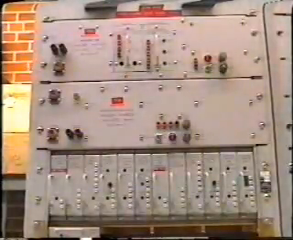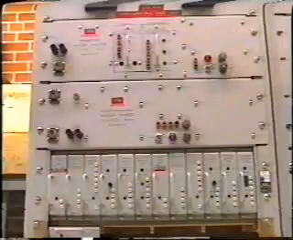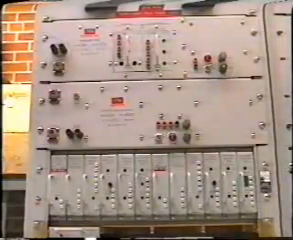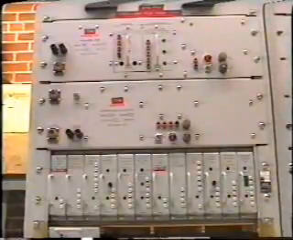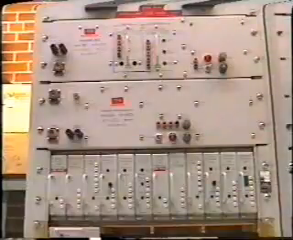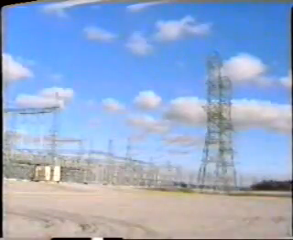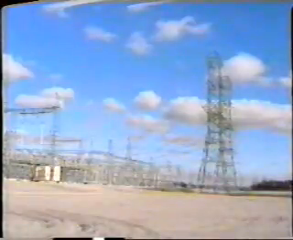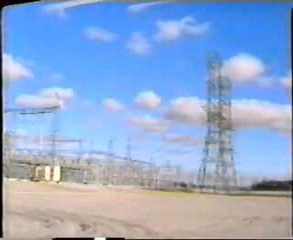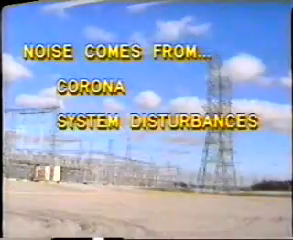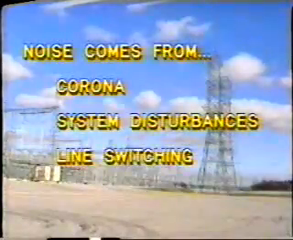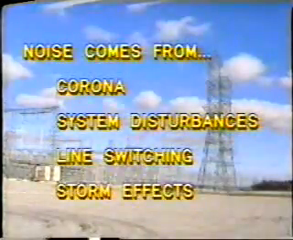The receiver is very sensitive and can work with very low power signals, say a few milliwatts, or even less, provided the signal is clean and undistorted. Unfortunately, this is not usually so. Operation of the power line provides a lot of interference or noise in contrast to the carrier signal. The noise comes from corona, system disturbances, line switching, storm effects, and so on.